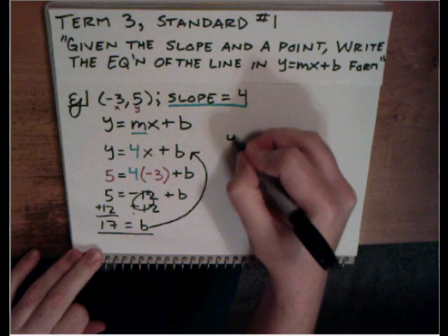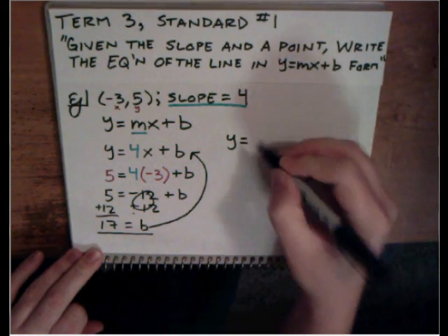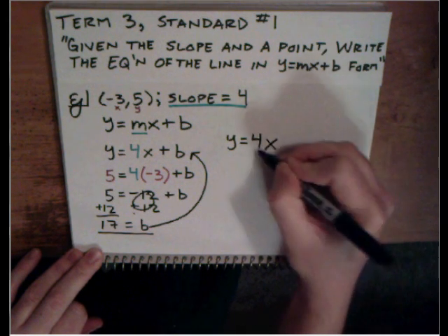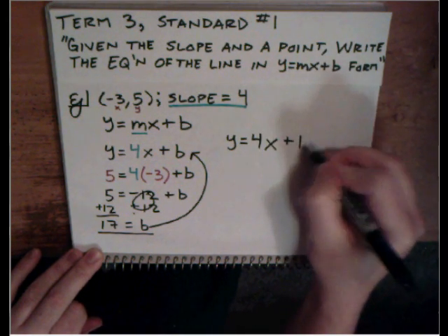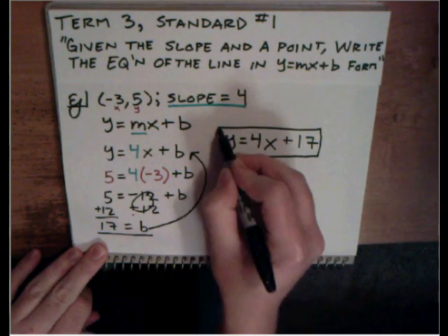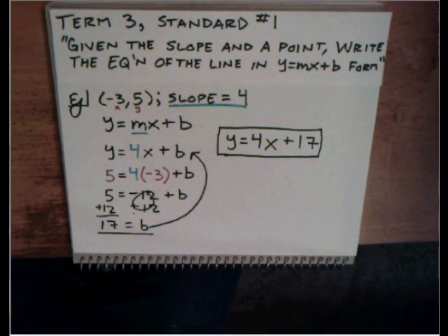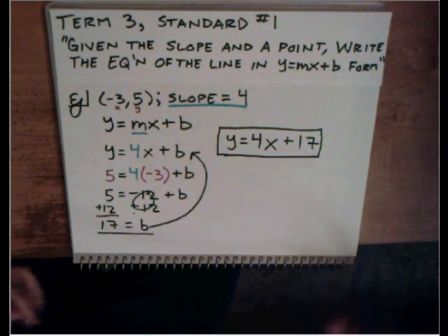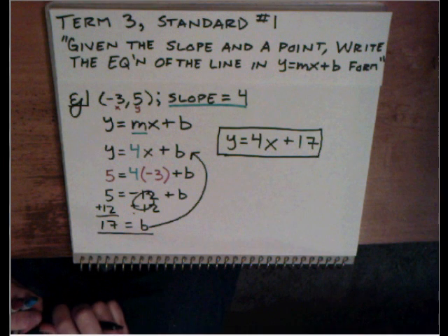So bringing it all together, it's still going to look like y equals mx plus b, but with our more specific information. So y equals 4x, because 4 is our slope, plus our b value, or y-intercept, of 17. So our final answer is y equals 4x plus 17. And that is the equation. So our answer is always going to look something like this. We'll always have y and x in there, as well as the other information.